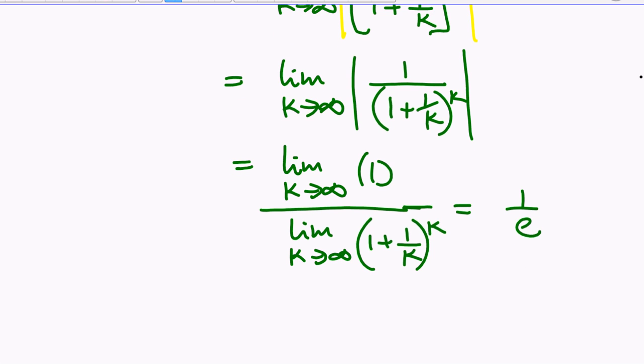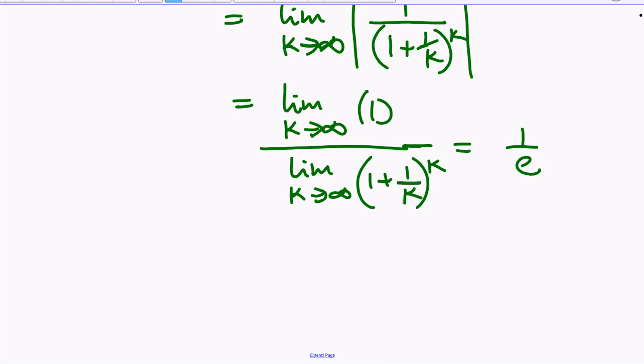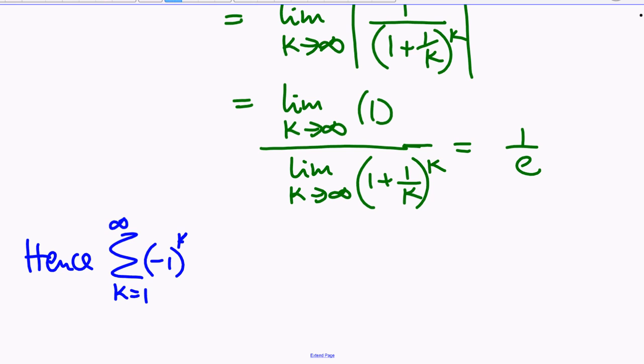Now 1 over e is less than 1, which means that we can conclude and say, hence, the sum from k equals 1 to infinity of negative 1 to the power k plus 1, k factorial over k to the power k converges absolutely.